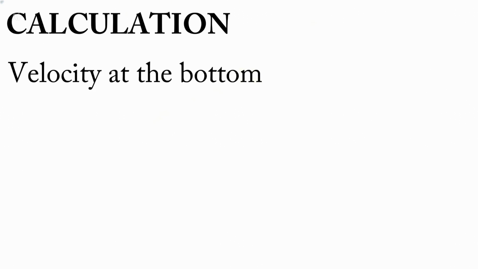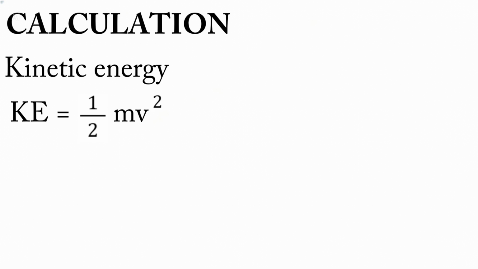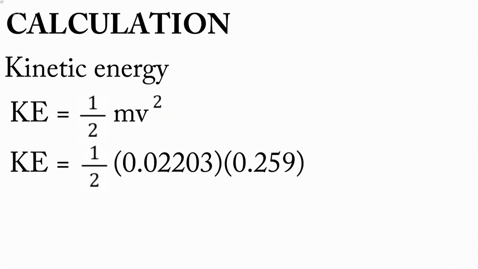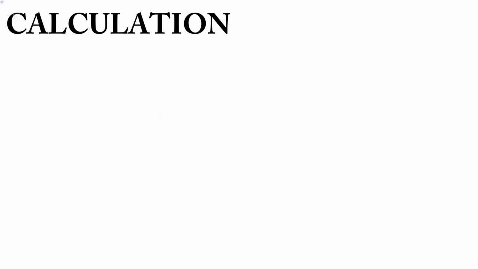Our calculation after that is the velocity at the bottom. We use the formula v equals square root of 2gh, and we get 0.259 meter per second. Next is our kinetic energy. We use the formula half mv squared. After keying in all the information, our kinetic energy will be 0.000739 joule.